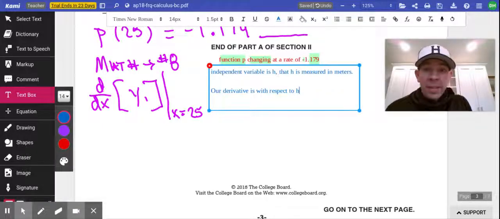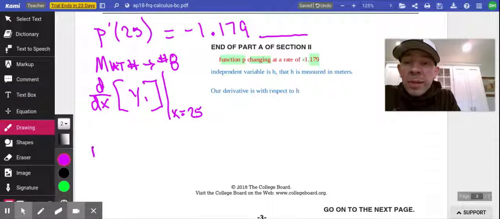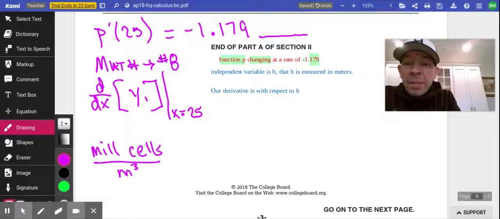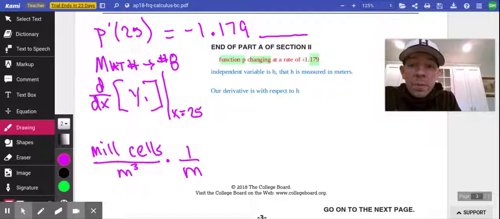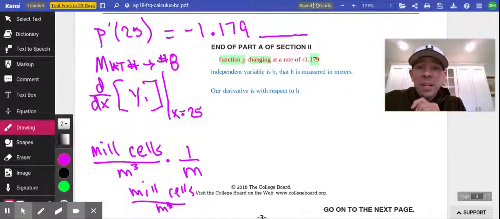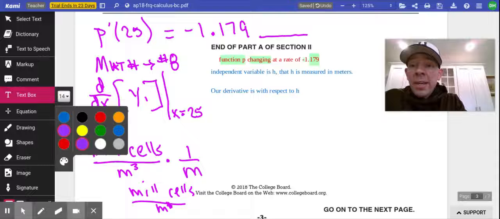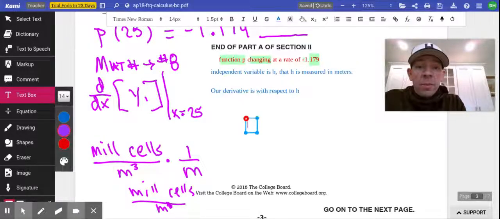So here, I'm going to put it all together. Or let me see if I can write this out for a second. So you had a function that was already, we'll say, millions of cells per cubic meter, right? Well, when you derive that with respect to H, you're basically multiplying it by 1 over meters. So your new units are going to be millions of cells per meters to the fourth. Very hard to interpret or digest. So anyway, before we beat a dead horse too bad, I'm going to go ahead and show you what my sentence is going to look like.